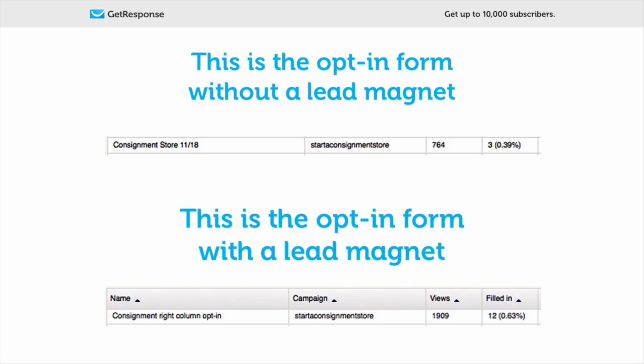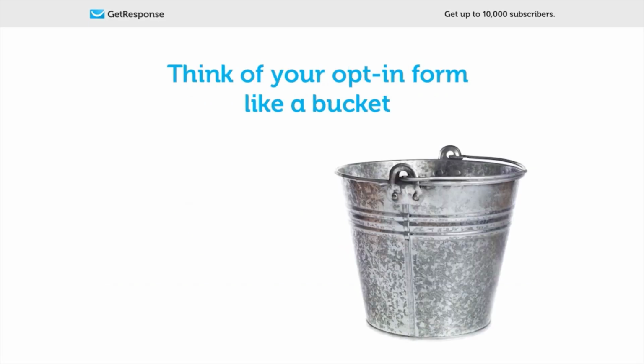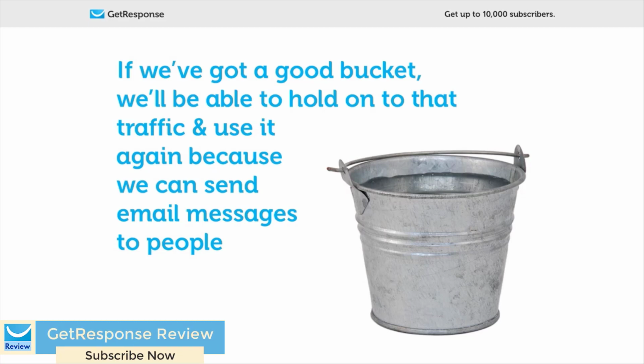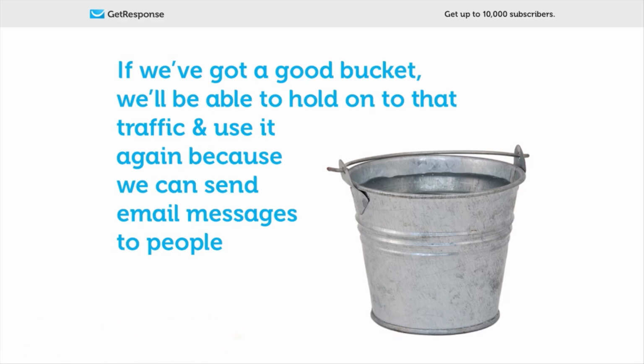So let's step back a bit and talk about list building overall, and specifically about your opt-in form, because your opt-in form is really the most critical part of your list building initiatives. I want you to think about your opt-in form like a bucket. You're pouring traffic, water, into that bucket. If you've got a good bucket, we'll be able to hold on to that traffic because we can get people to sign up for your email list. Once we've got their name and we're good to give them the course, we can continue to send them email messages. We can get that traffic back and we can hold on to those visitors.